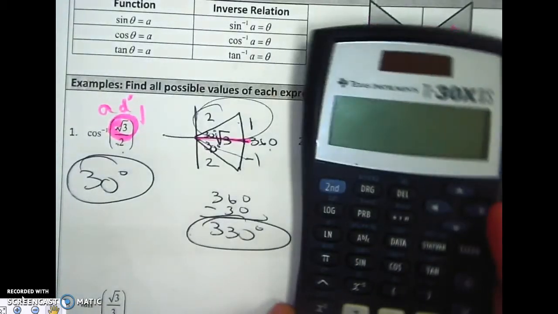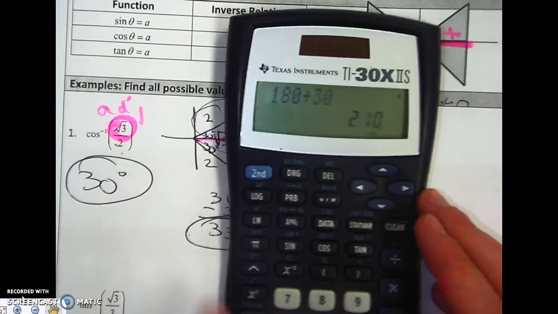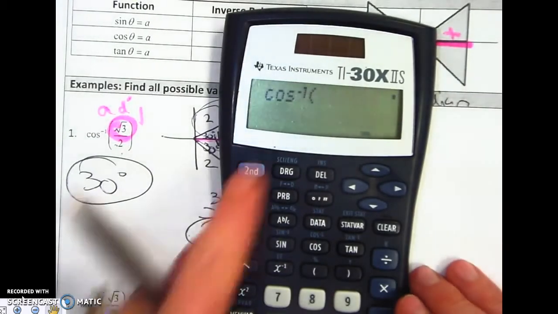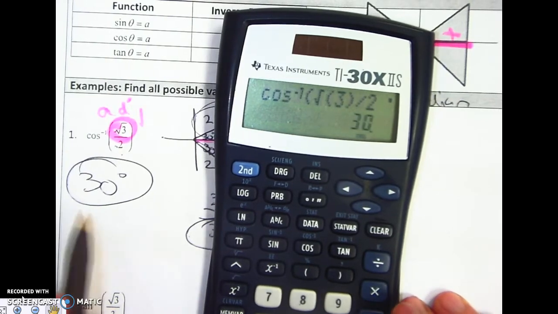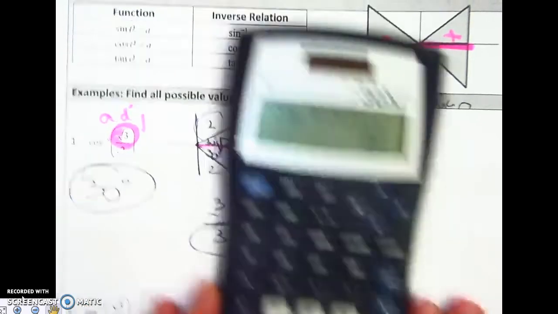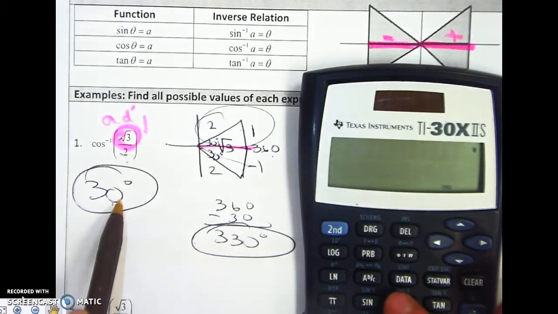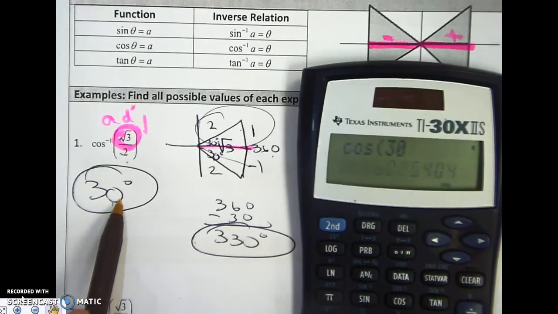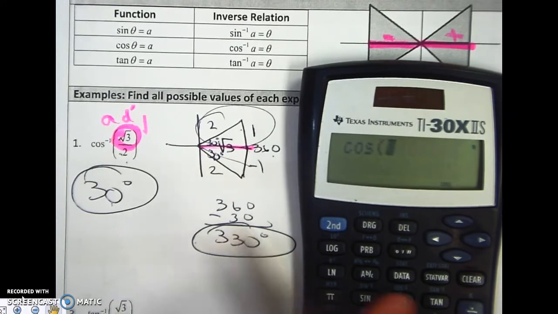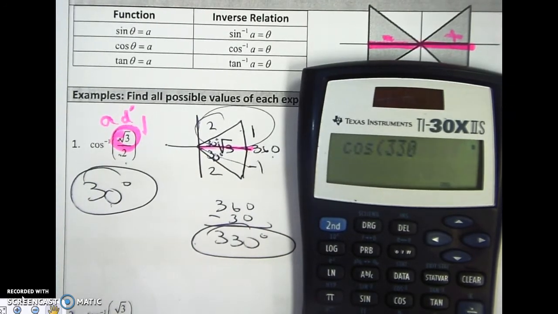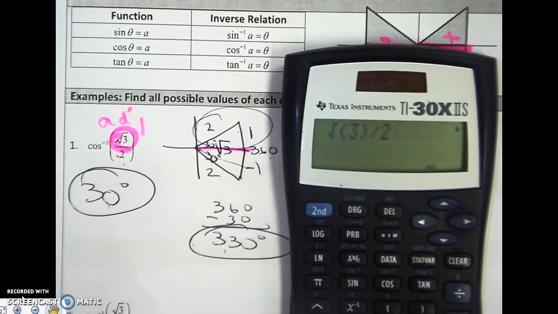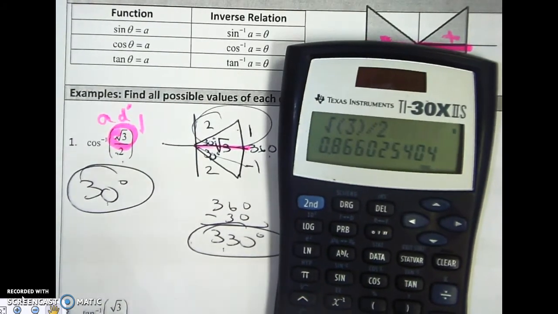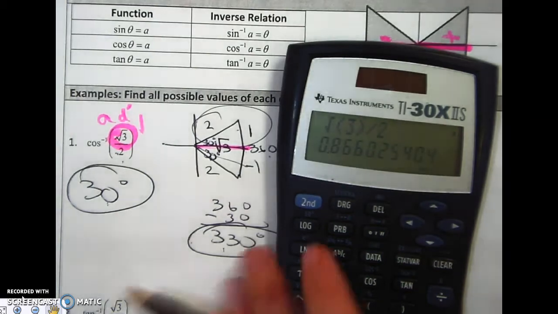Now if you're not sure, you could literally do inverse cosine of rad 3 divided by 2, and it gave you the first value, so you could have cheated in the beginning. But if you're not sure, you can do this. Cosine of 30 degrees, and it's 0.866. Cosine of 330, it's also 0.866. And rad 3 divided by 2 is 0.866. So I know that I'm good to go. Okay? Let's do the next one.